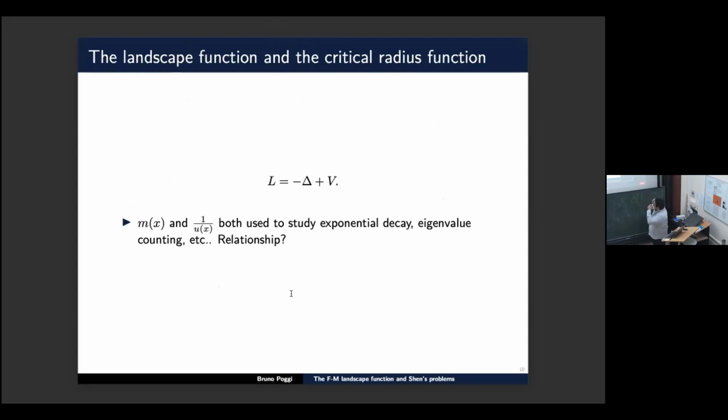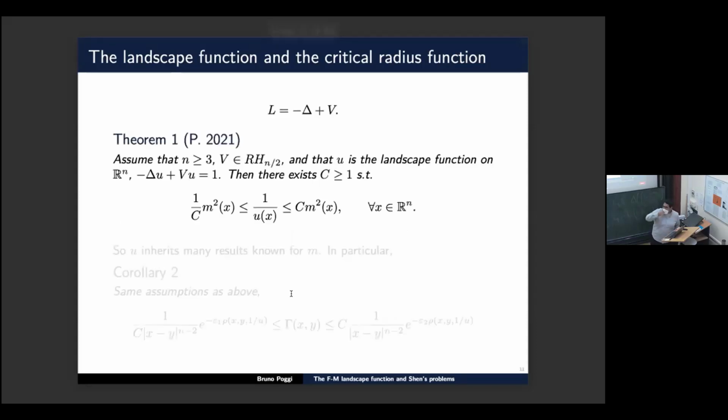So now, I've told you that you can use the critical radius function m, and you can use 1 over u to study the exponential decay and eigenvalue counting functions and all these properties of Schrödinger operators. What is the relationship between them? Is one better than the other? Or are they not comparable? Well, in fact, they are comparable.